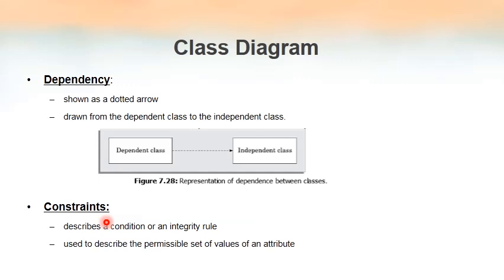Constraints are very rarely used when we draw class diagrams, but suppose in the university examinations you are given a class diagram and asked to explain it. If in that class diagram there are constraints, then you must know what they are. That is why I included this in this video lecture.